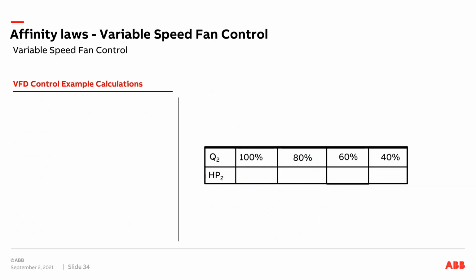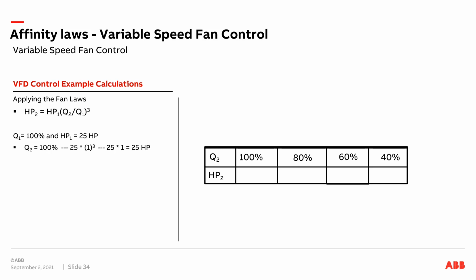Let's look at the VFD control example calculations for applying the fan laws. Horsepower 2 equals horsepower 1 times the change in flow cubed. Now Q1 is always going to be 100% because we're normalizing at 100%. And horsepower 1 is always going to be 25 horsepower because that's your system. So with Q2 at 100%, that's 100%, 1 over 1, so it's 1 cubed. So 25 horsepower times 1 cubed equals 25 horsepower times 1, which equals 25 horsepower. In this case, at 100% load, 100% flow, we are loaded at 25 horsepower.